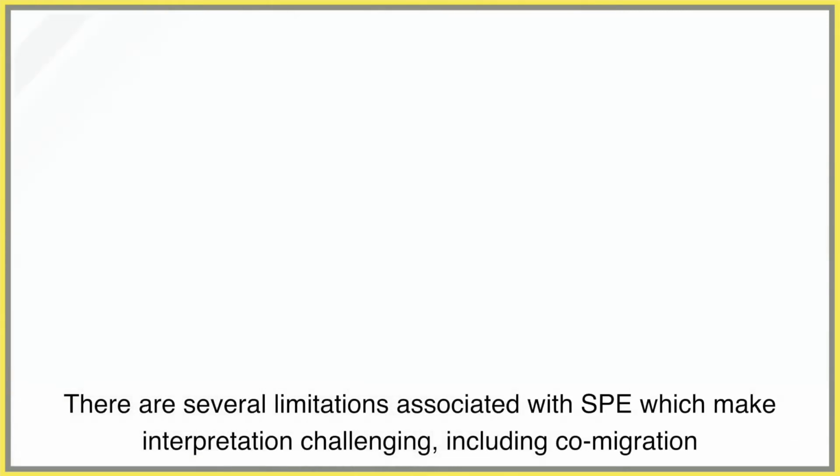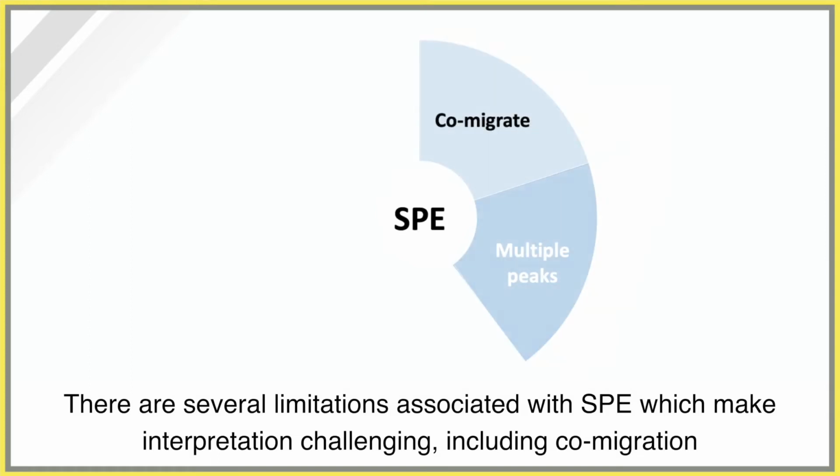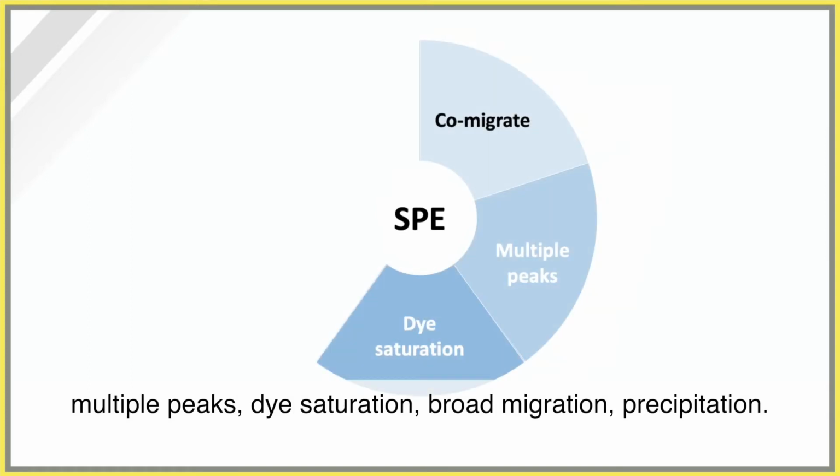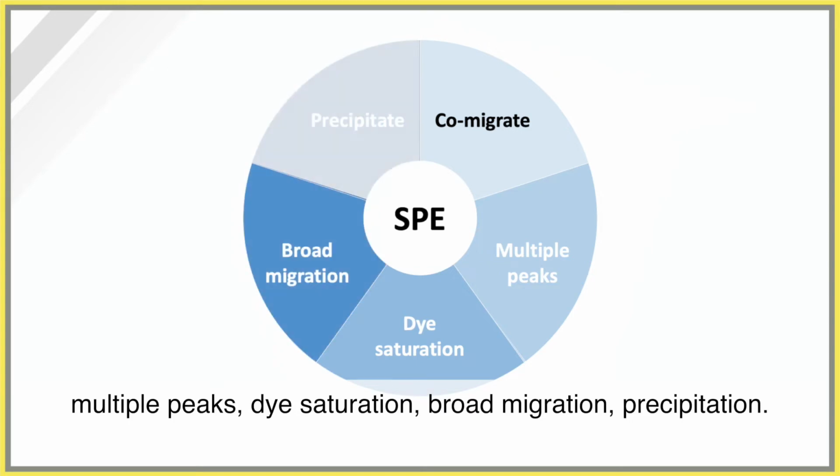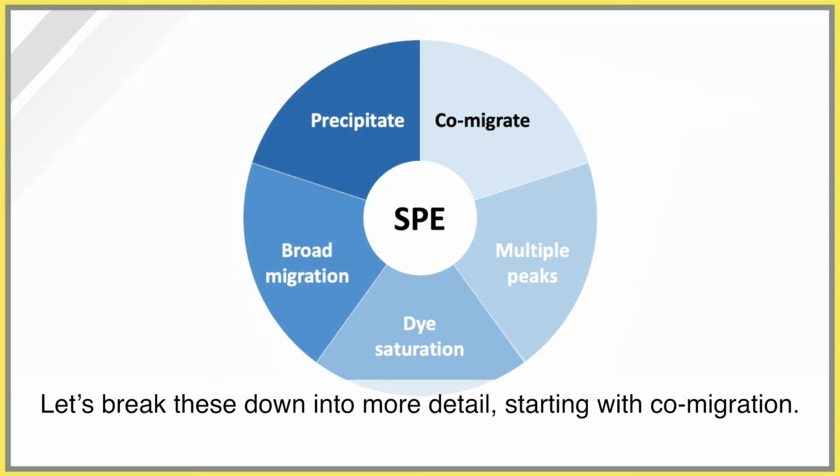There are several limitations associated with SPE which make interpretation challenging. These include co-migration, multiple peaks, disaturation, broad migration, and precipitation. Let's break these down in more detail, starting with co-migration.